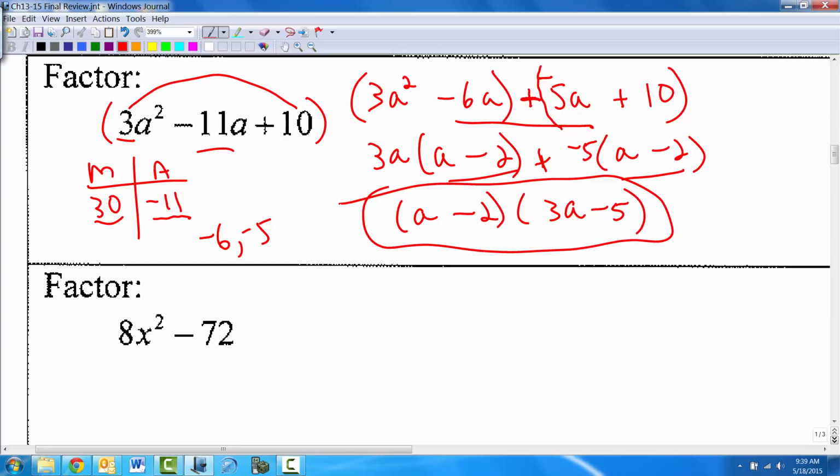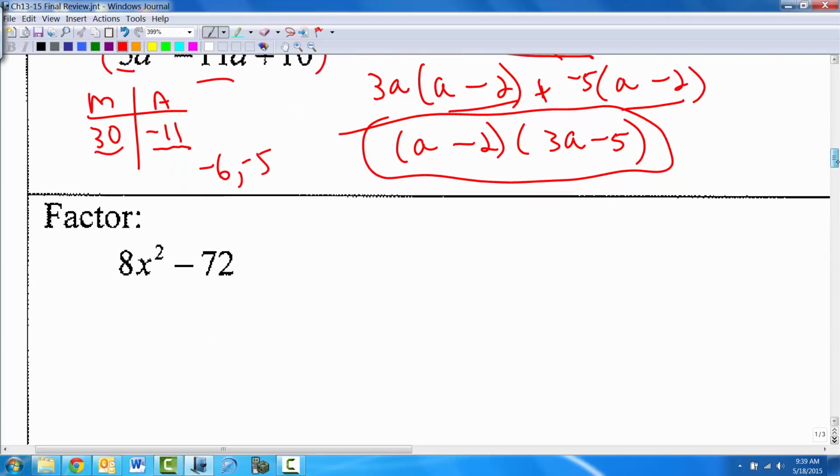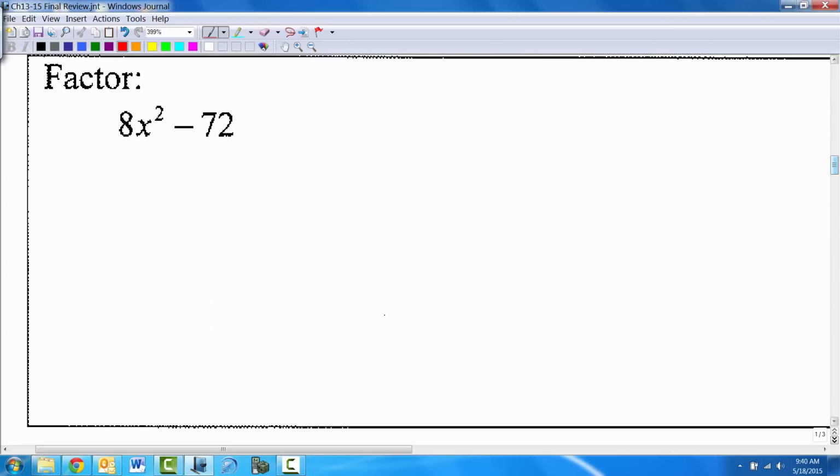Good FOILers, anyone? Well, in my class, they know good FOILers are good factors. Because good factors check their FOIL real quick to make sure that this answer FOILs to be the question, because that's the relationship. A times 3a is 3a squared. Good. Negative 5a and negative 6a is negative 11a. And then negative 2 times negative 5 is 10. Only the good FOILers know what I just did there. Therefore, they're good factors.